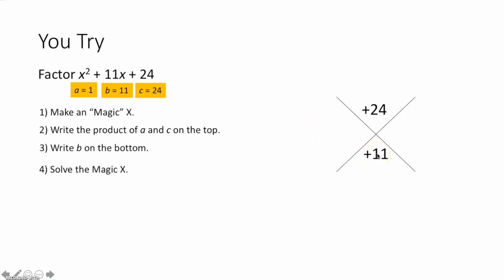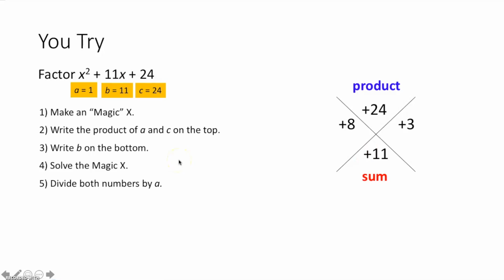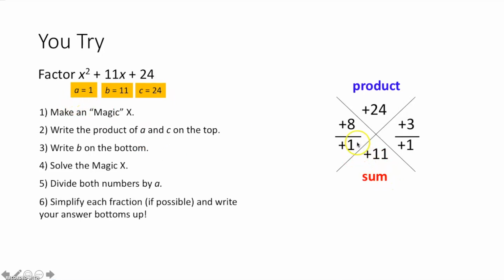Now we think of two numbers whose product is 24 and whose sum is 11. Two numbers that multiply together to make 24 and add together to make 11. That's going to be 8 and 3. Now that you know that, you can divide both numbers by a, which in this case is 1. And then you can write your answer going bottoms up. It's going to be 1x plus 8 times 1x plus 3, or x plus 8 times x plus 3.